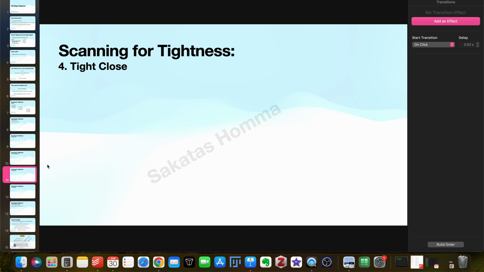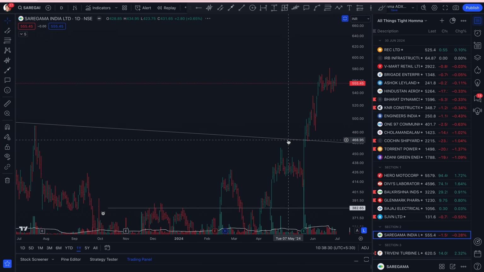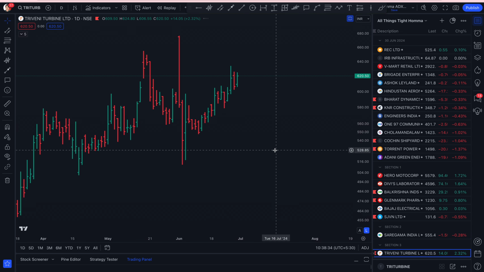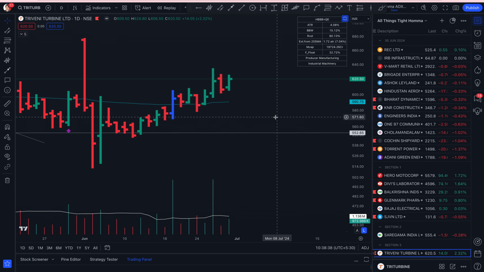All right, let's go and look at the fifth way you can scan for tightness: inside bars. Now this is again very famous amongst tightness traders. Inside bars. Inside bar is nothing but when a bar is housed completely within the previous bar. Okay, so one good example is here.